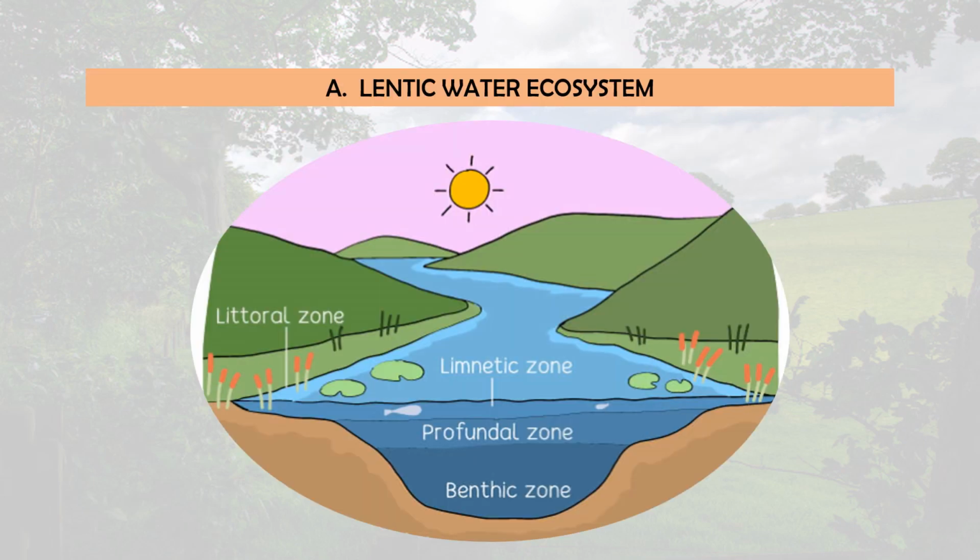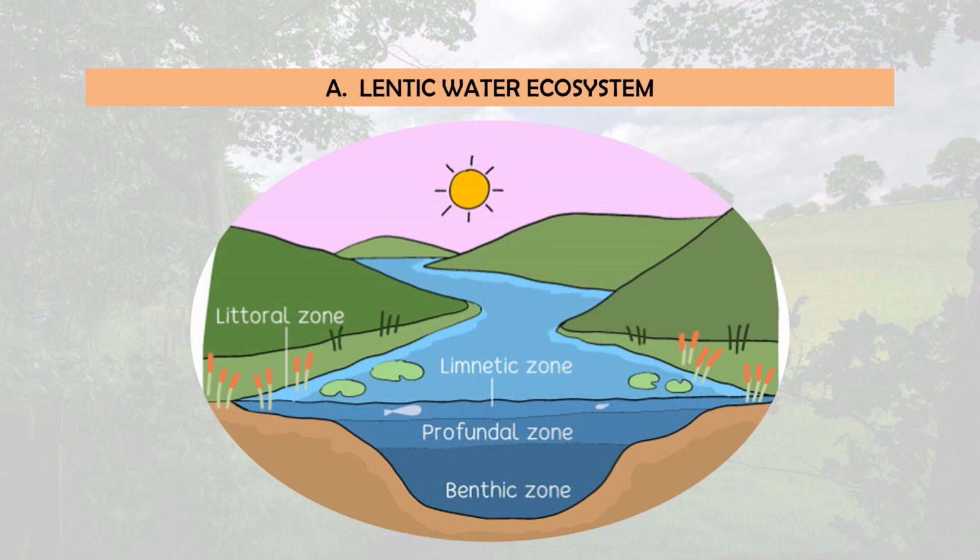Now the first one is lentic water ecosystem. These are the freshwater ecosystems which are standing bodies of water, and the main examples are lakes and ponds. And these ecosystems exist across the globe and provide essential resources and habitats for both terrestrial and aquatic organisms.